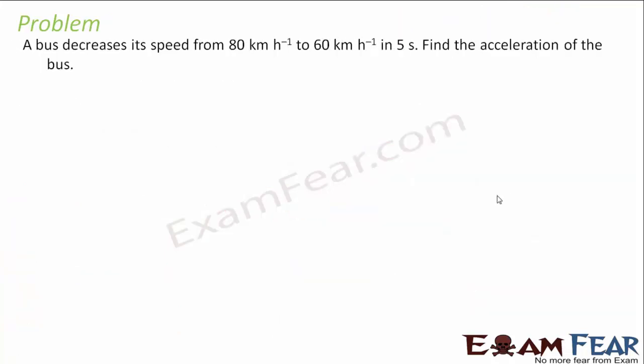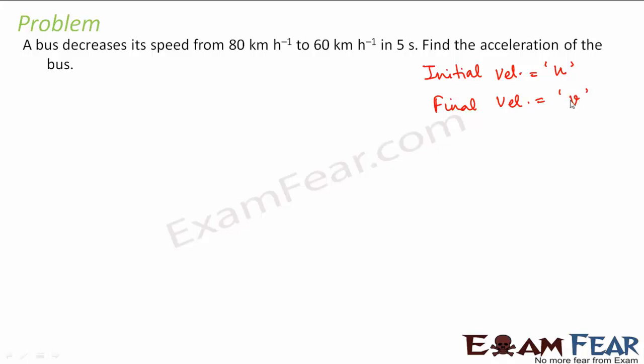Let us look at problem 1. A bus decreases its speed from 80 kilometers per hour to 60 kilometers per hour in 5 seconds. Another convention which we will use while solving problems is that initial velocity will be represented by u. Final velocity will be represented by v. Time will be represented by t, and acceleration will be represented by a. These are representations which we will be using consistently everywhere.